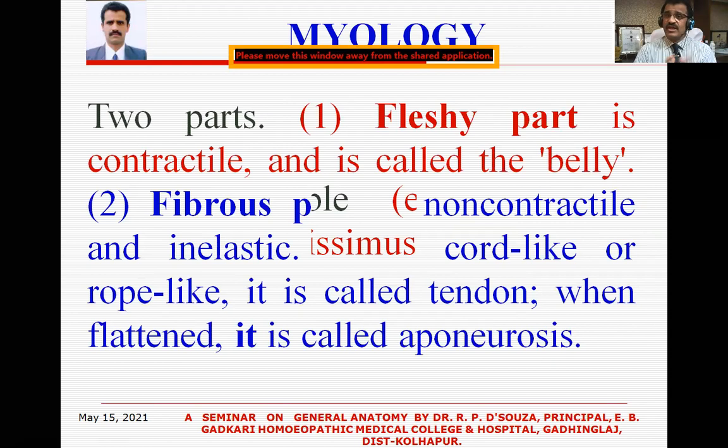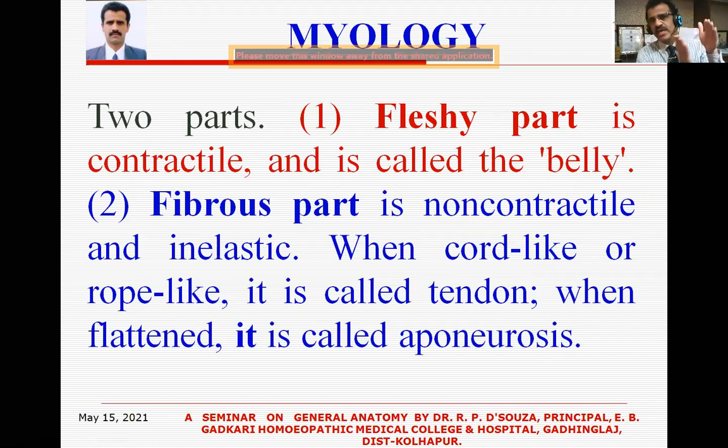Now we will also try to understand the two parts of skeletal muscle. Now we saw two ends, origin and insertion. Now we will see two parts of this muscle. One part is a fleshy part which is contractile and it is called a belly. Now if you take biceps into consideration, what you see here is a belly. So this means the fleshy part. Now it has a fibrous part which is non-contractile and inelastic. It looks like a cord or a rope and it is called a tendon.